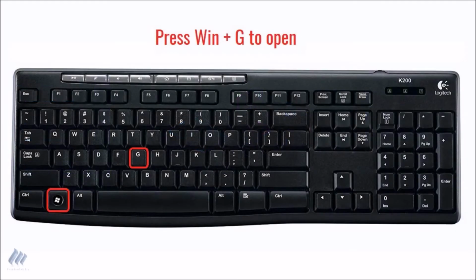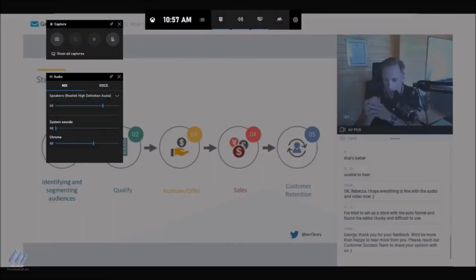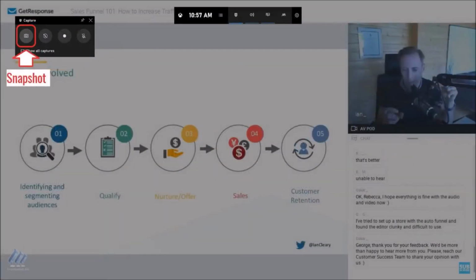Anytime you want to use Game Bar again, just hit the Windows and the G letter key at the same time to start it. Now go to the screen you want to save. Now click the Snapshot button to take your screenshot.